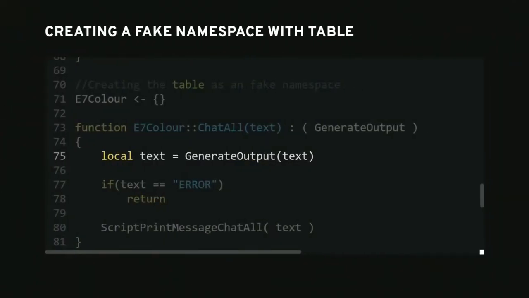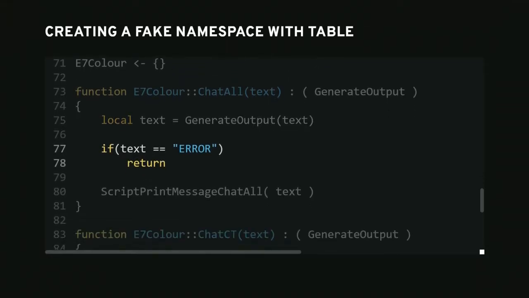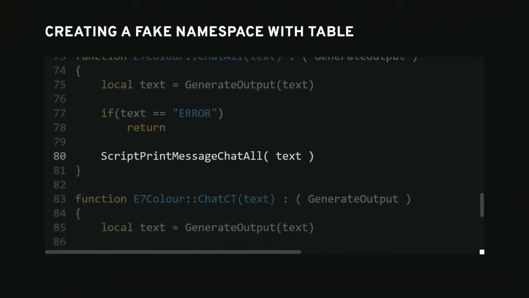We now create a local scope variable called text, which references our free variable function generate output, where our argument would be text from the function parameter. We then validate if it returns error in capital letters, return the function and end it at that point. If not, then we execute the CSGO function to print to the chat. Simple as that.